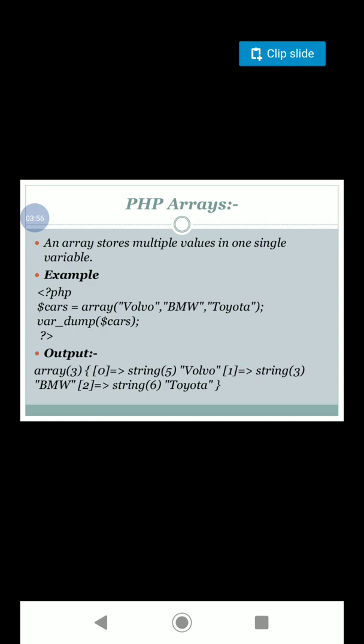So at the 0th position we have a string value, so the data type is string, and the number of characters is 5, so therefore the value that is printed is 5 and the string itself. So on we can see in the remaining two outputs also the same thing is being displayed. That is, 1 indicates the position, string indicates the type of the value, 3 indicates the number of characters, BMW is the value itself.